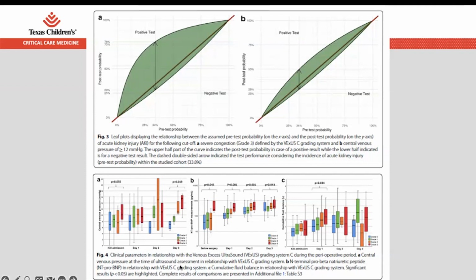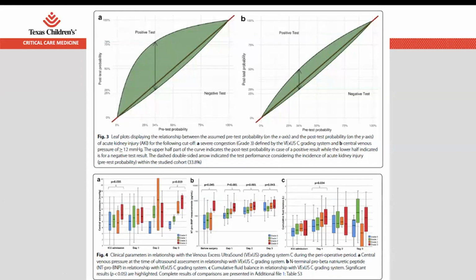And we can see that on the first 3 days after admission, there is an ongoing relationship between Vexus scoring for C and the patient's CVP. We can see in B with relations between the Vexus C score and N-terminal proBNP, similar performance throughout the first 3 days. So you can tell that we do have some overlap of the whiskers here in all of these categories, reflecting the heterogeneity of the population.